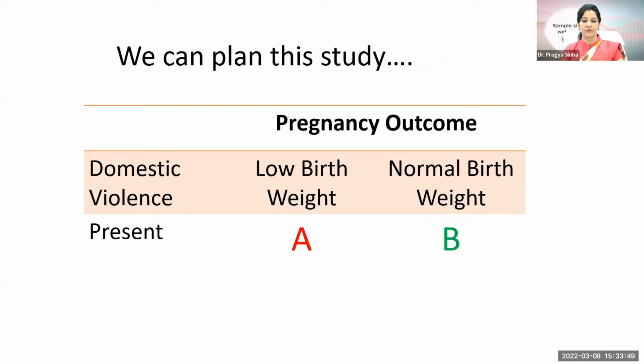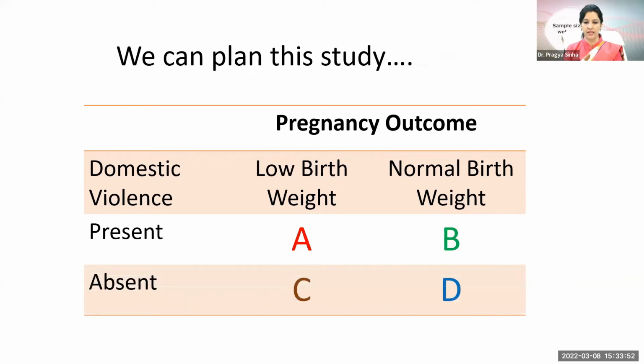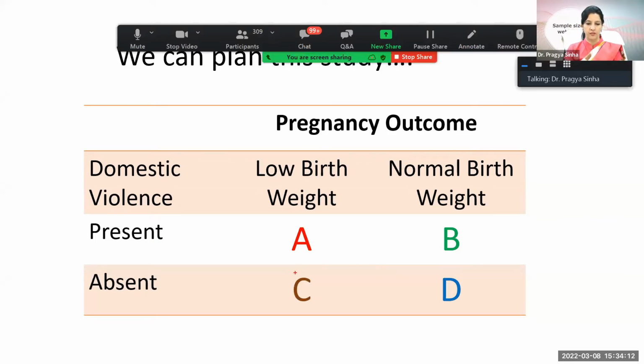Okay. So now coming to the second example, I have added one more group. I have again taken a group of women who were not having domestic violence. And then C is the low birth weight in the women who were not experiencing it, and D is the normal birth weight where there is no history of domestic violence. So now will you call it a cohort study? Yes, definitely yes. Because this is the classical cohort study which we were studying till now.